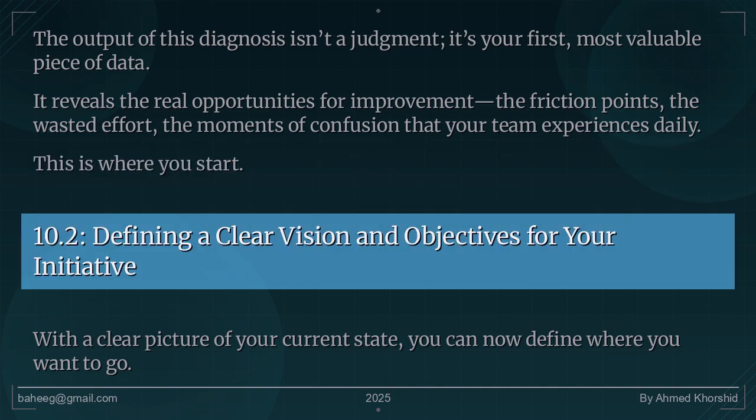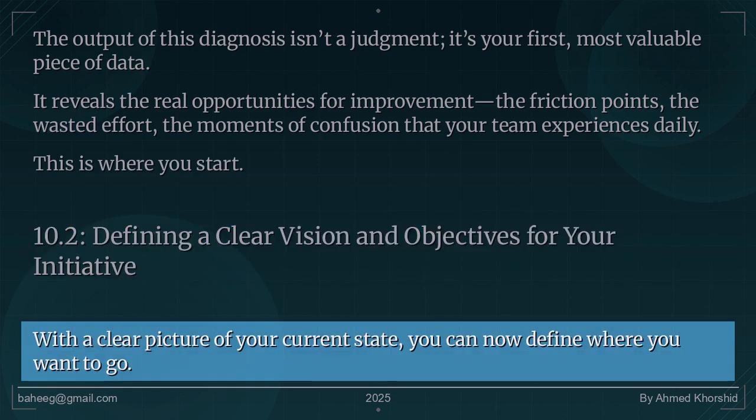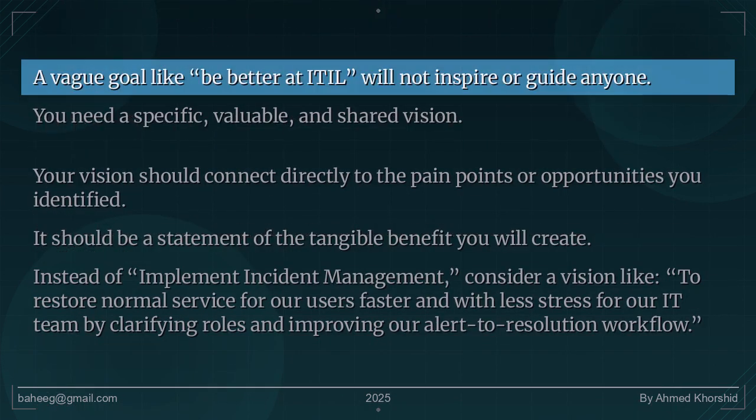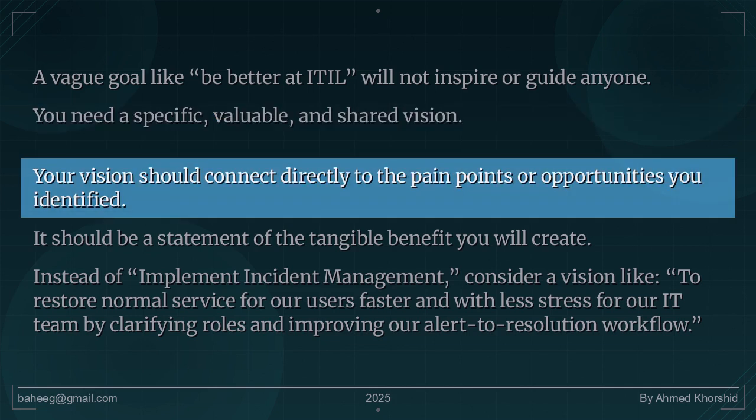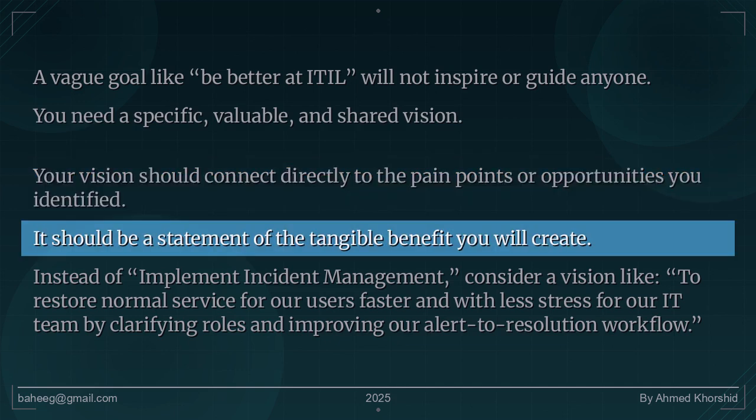10.2 Defining a clear vision and objectives for your initiative. With a clear picture of your current state, you can now define where you want to go. A vague goal like "be better at ITIL" will not inspire or guide anyone. You need a specific, valuable, and shared vision. Your vision should connect directly to the pain points or opportunities you identified. It should be a statement of the tangible benefit you will create.